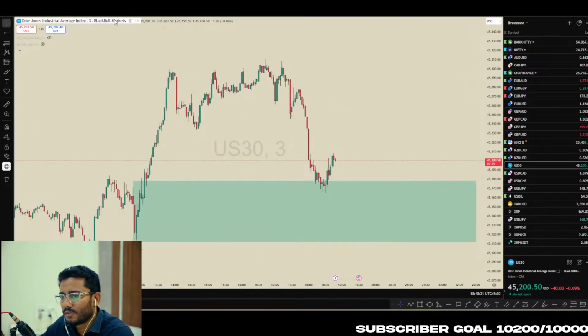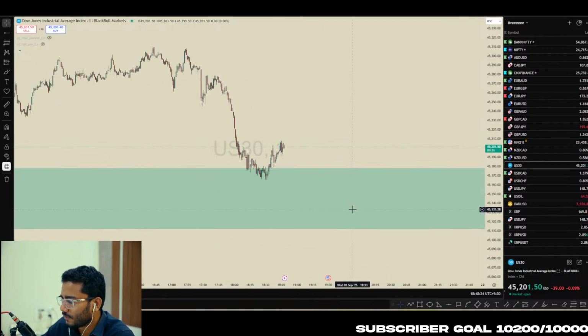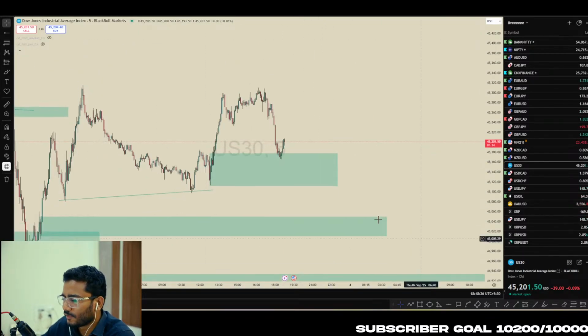Price is creating structure. We can look for a buy side trade, but in 10 minutes the market will open.